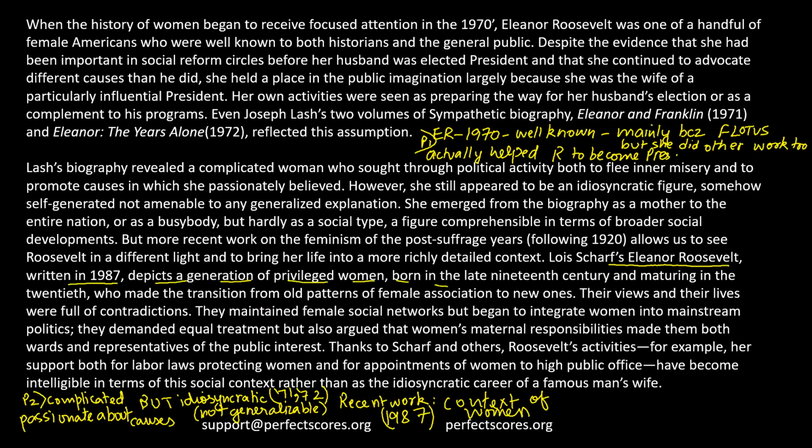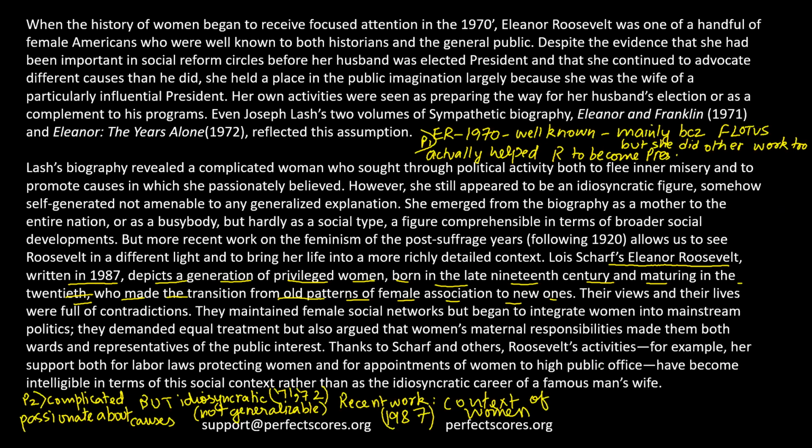Yeah, this is just talking about the social context, because just like E.R. herself, so I'm using the word E.R. for Eleanor Roosevelt, she was born in the late 19th century and matured in the 20th century. So it's like a lot of people who are born in the 1990s and then transition to the 2000s. And they also transition from old traditions to the new ones. And that's why their life is full of contradictions. And then they explain those contradictions.